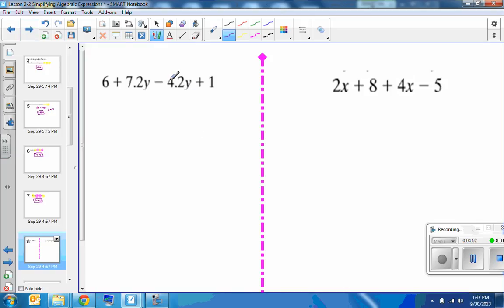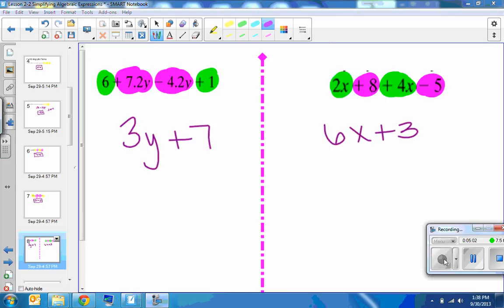Decimals are the same thing. You can combine like terms, but they're just a decimal. If you'll notice, I have 6 and 1, and a positive 7 and 2/10 y, and a negative 4 and 2/10 y. So 7 and 2/10 minus 4 and 2/10 is going to give me 3, and 6 plus 1 is a positive 7. 2x and 4x give me positive 6x. A positive 8 minus 5 is a positive 3.